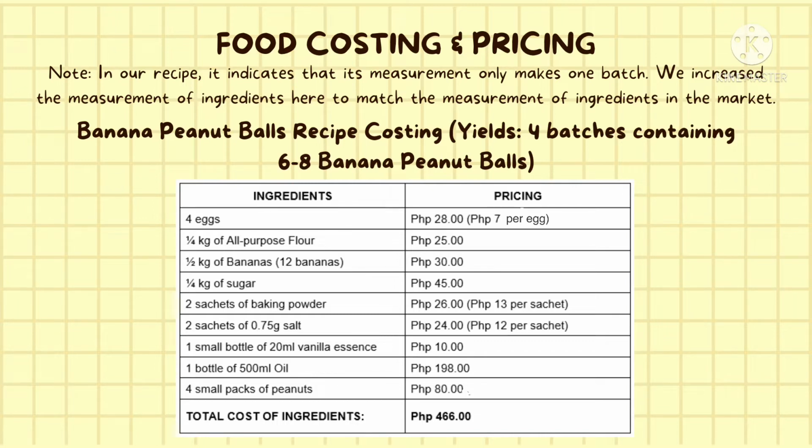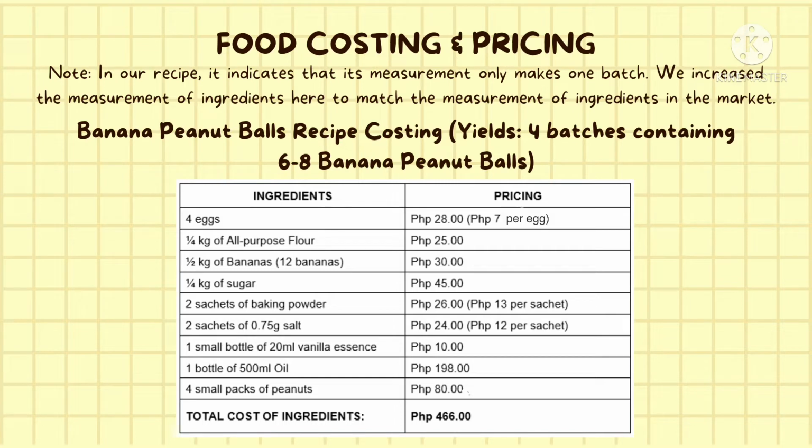28 pesos for 4 eggs, 25 pesos for 1/4 kilogram of all-purpose flour, 30 pesos for 1/2 kilogram of 12 bananas, 45 pesos for 1/4 kilogram of sugar, 26 pesos for 2 sachets of baking powder, 24 pesos for 2 sachets of 0.75 grams salt, 10 pesos for 1 small bottle of 20 ml vanilla essence, 198 pesos for 1 bottle of 500 ml oil, and 80 pesos for 4 small packs of peanuts.